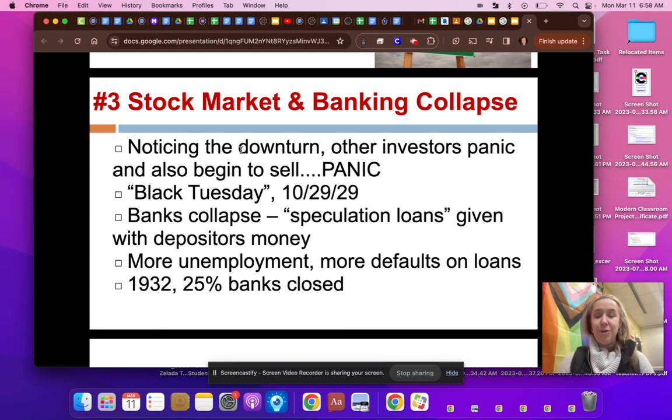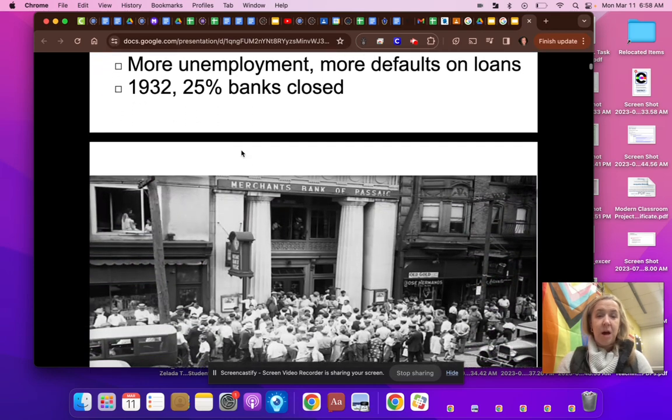So what that led to with the bank collapse is more unemployment, more defaults on loans. So in 3 or 4 years after 1929, a quarter of the nation's banks had closed. And we really didn't know how to react and how to respond to this.